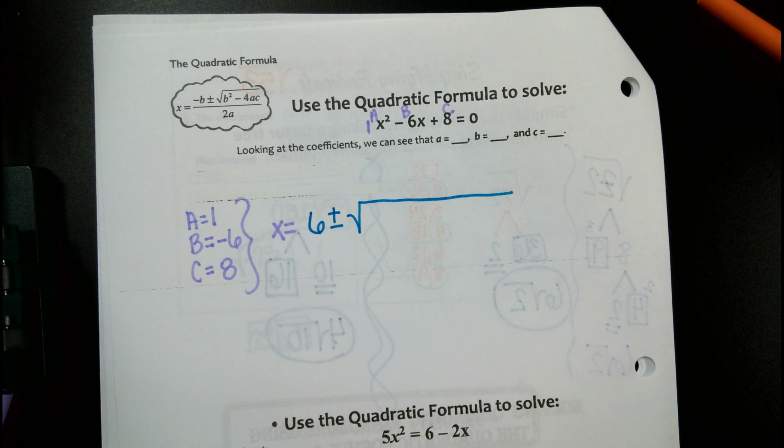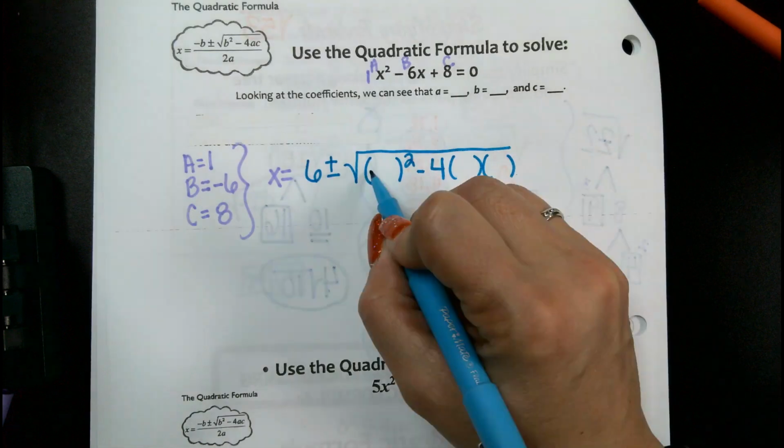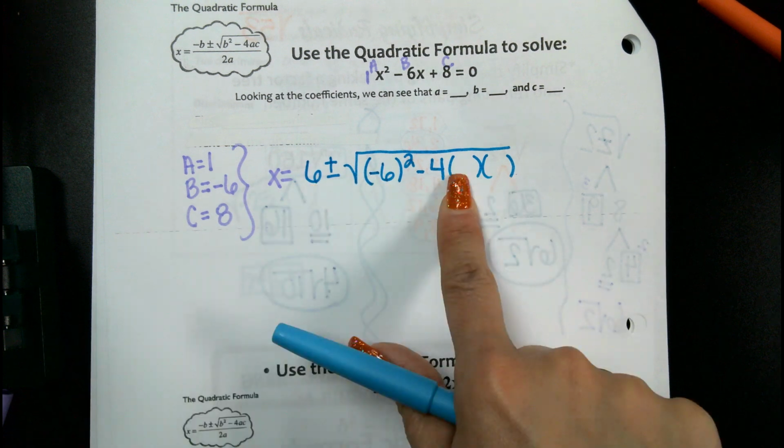This radical is, look up here, the discriminant. So this is where we're going to plug in the b squared minus 4 times a times c. So I always like to just get that set up and then I just start plugging in my numbers. So B, the original. Okay, so will these two ever match each other? No. This is the original, this is the opposite.